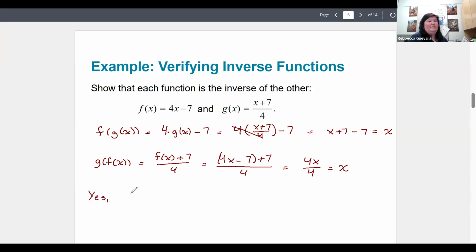So yes, f of x and g of x are inverses of each other.